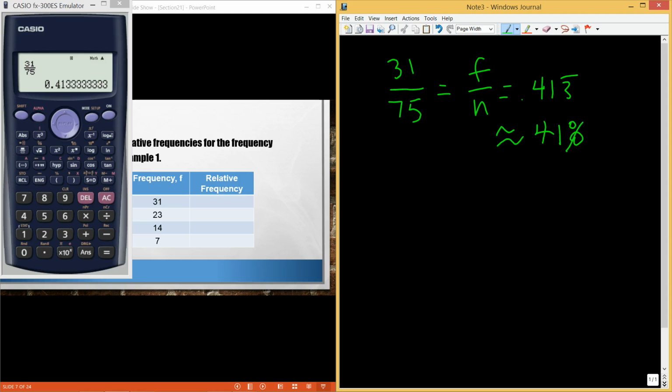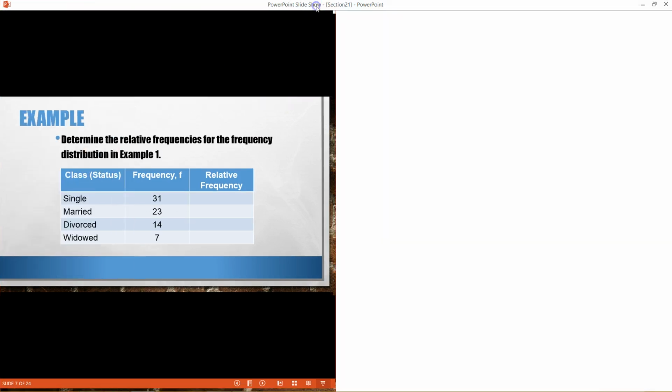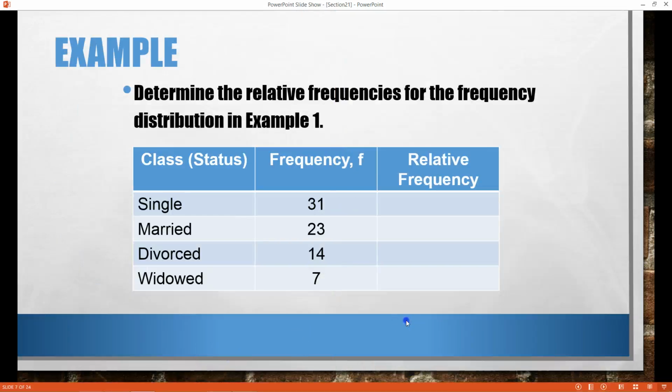Let me do the next one here, to make sure we have the idea. The frequency of the next class is 23. So I'll hit the fraction key again: 23 divided by 75, our sample size. Hit equals, and then hit that SD key one more time. So that would be 23 divided by 75, and that would give us a relative frequency. It looks like it would be 31% when rounded to the nearest whole number. So I won't bore you with the rest here. We'll just go ahead and move on. Certainly you can handle that on your own.